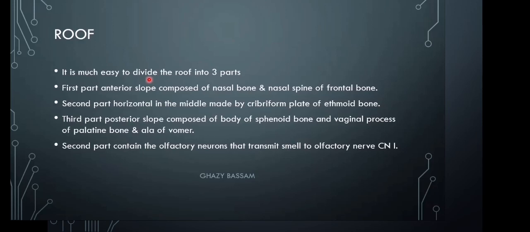The second part, the horizontal, is made by the cribriform plate of the ethmoidal bone. And as a note, the second part contains the olfactory neurons that transmit the smell to the olfactory bulb and to the olfactory nerve, which is cranial nerve number 1. And the third part, the posterior slope, is composed of the body of the sphenoid bone, as well as the vaginal process of the palatine bone and the ala of the vomer.